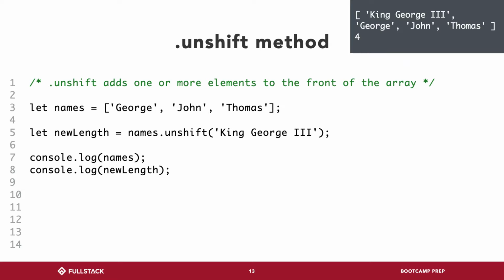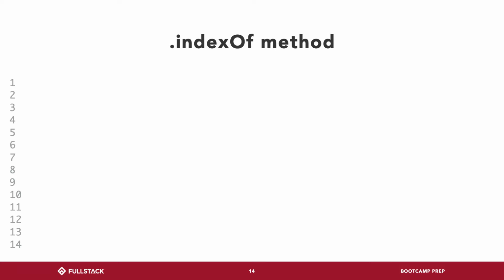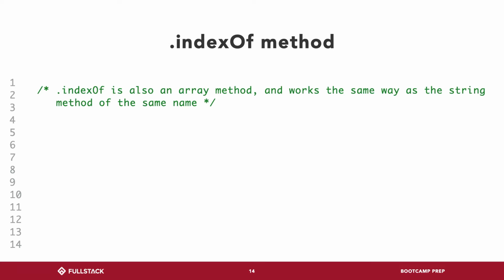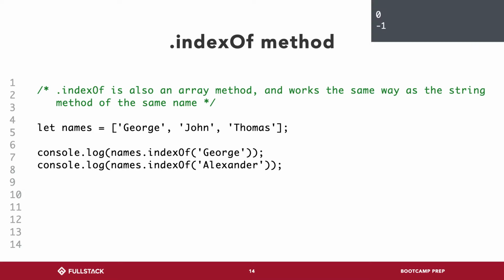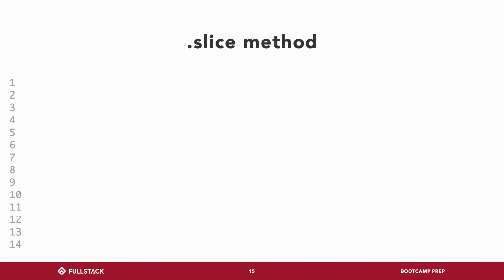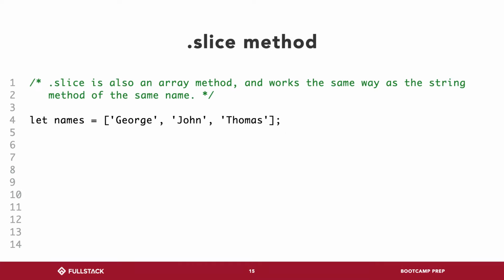Okay. Alright. The indexOf method, just like strings, it works the same way. So let names George, John, Thomas, console.log names.indexOf George, and indexOf Alexander. You get 0 because George is at index 0. Well, now we're looking for Alexander. It's not in here, so we get -1. Works the same way as the string method .indexOf. Okay? And then the slice method is also an array method. So you learned about it for strings, now here it is for arrays. It works the same way as well.